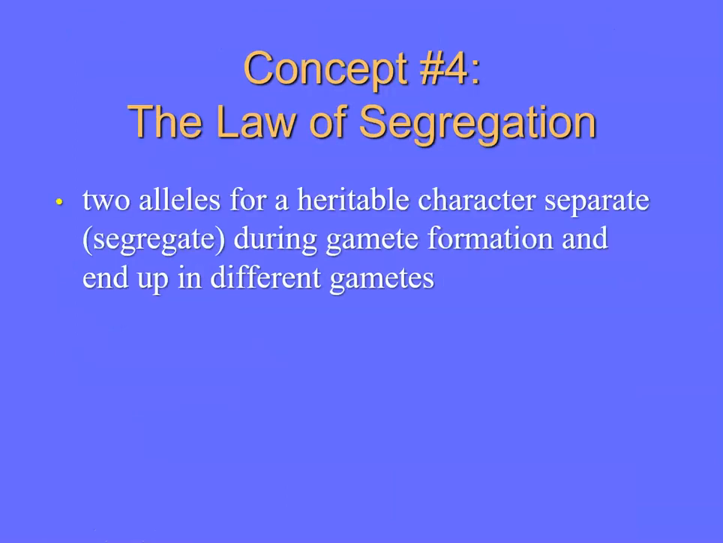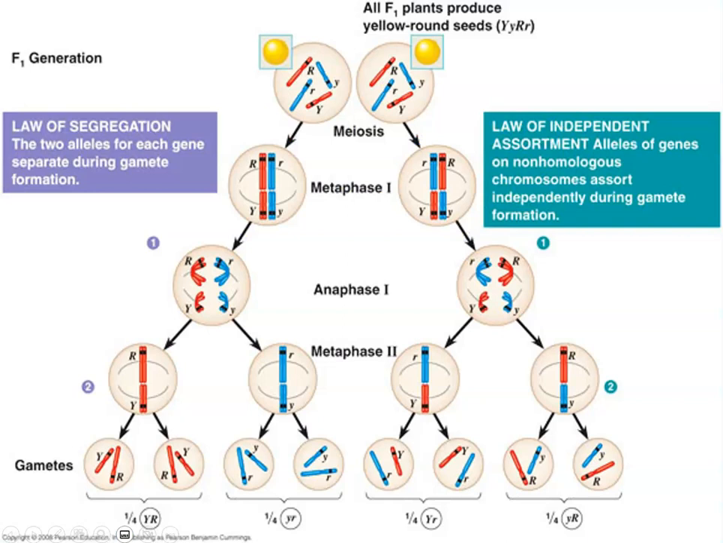The last concept leading to Mendel's first law is the law of segregation. And this is rooted in the process that happens during cell division, and I'll show a diagram on the next slide for this, where the 2 alleles for every heritable character or trait are going to separate, or segregate, during the formation of the gametes and end up in different gametes. So let's take a look at that visually, with an emphasis on the left in the purple box, the law of segregation. So we're looking at 2 traits here.